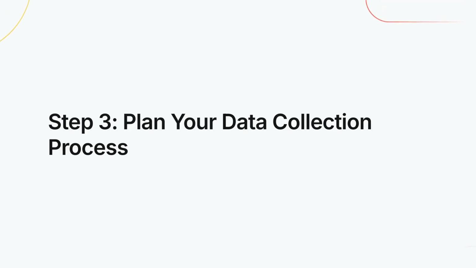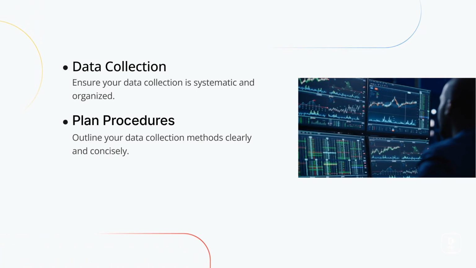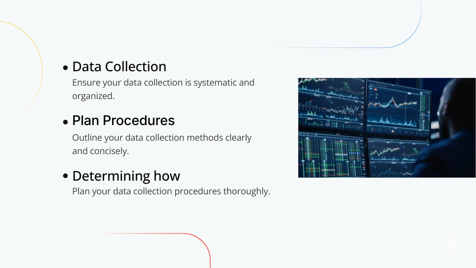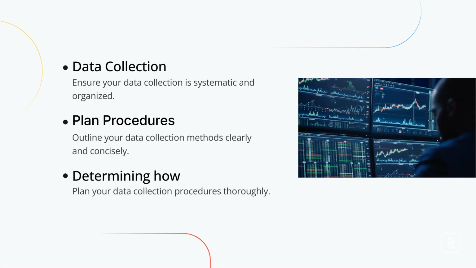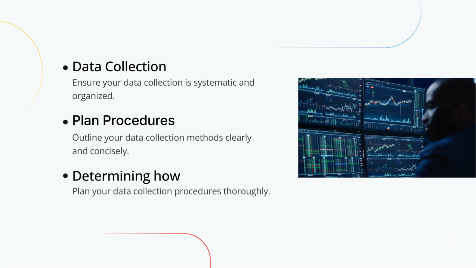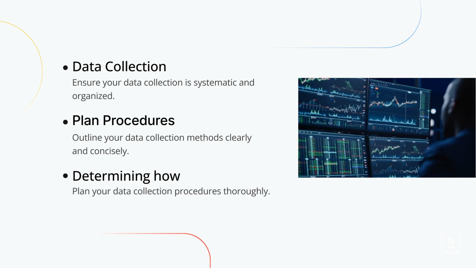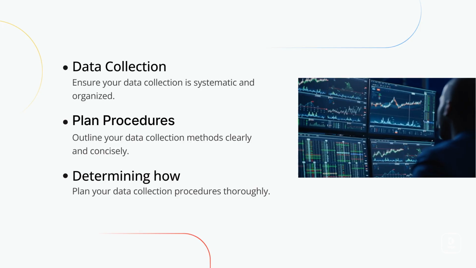Step 3. Plan your data collection procedures. Once you have selected your data collection method, plan the specific procedures for implementation. This involves determining how you will accurately observe or measure the variables of interest. For example, if conducting surveys or interviews, decide on the question format. If conducting an experiment, establish the experimental design, including inclusion and exclusion criteria.